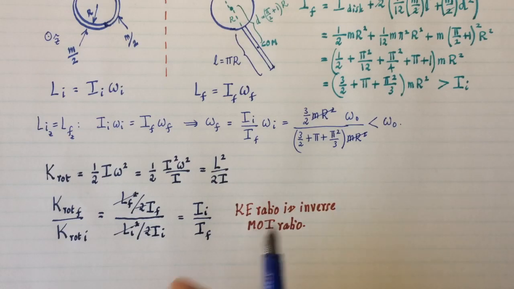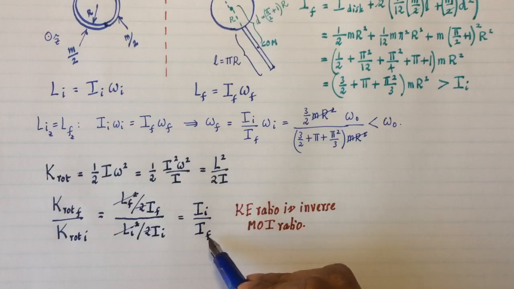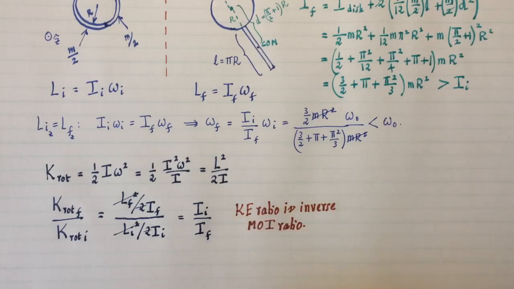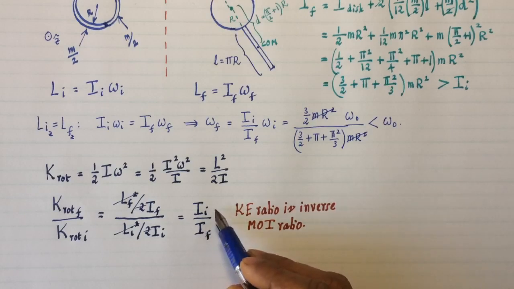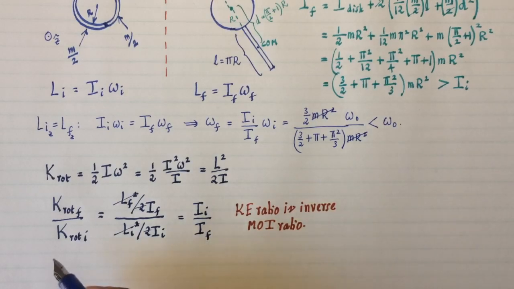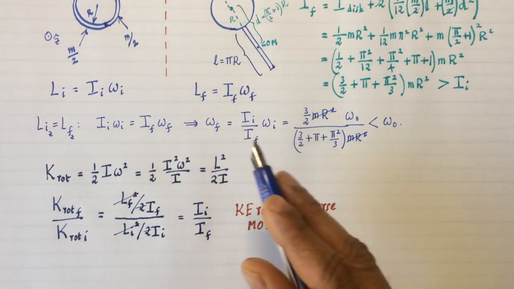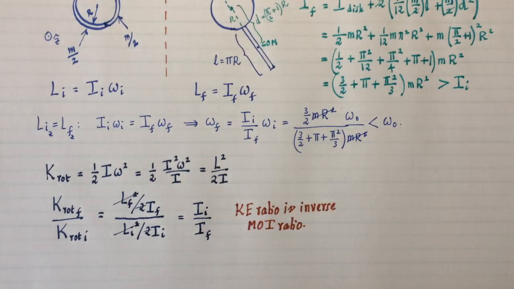If the final moment of inertia is bigger than the initial moment of inertia, this is going to be less than 1. So energy decreases. If the moment of inertia decreases, if the final moment of inertia is less than the initial moment of inertia, the kinetic energy is gained. So you can immediately say what happens. In this case, kinetic energy is lost, and the loss of kinetic energy can be accounted for by the energy spent by the internal motors getting the satellite to unfurl.